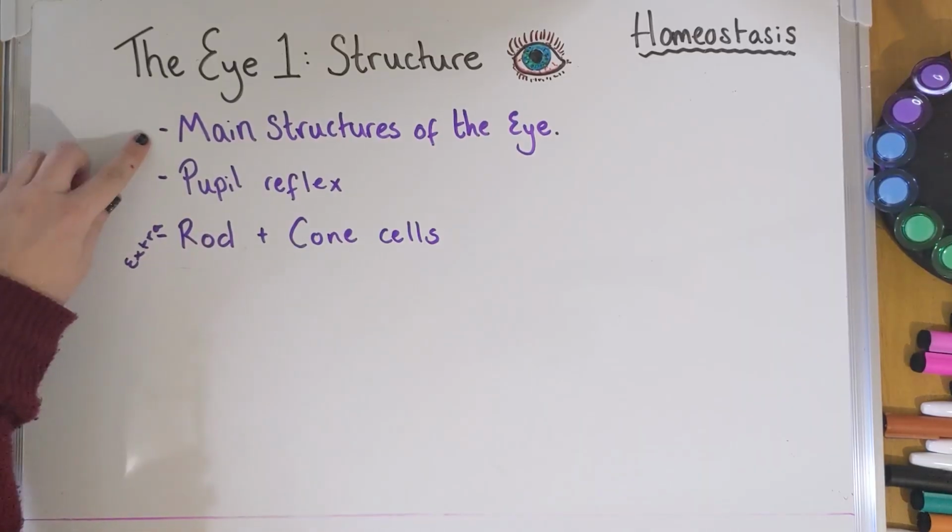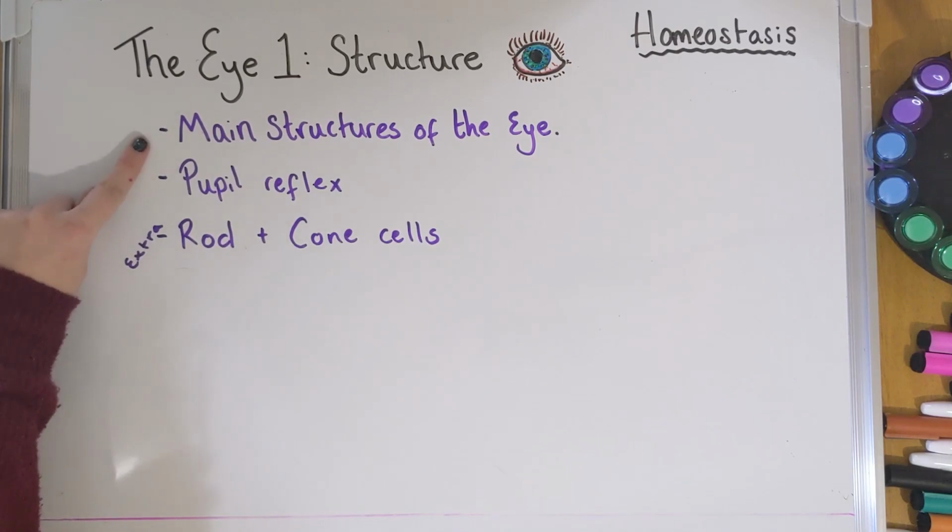I'm going to be taking a look at the eye. I'm going to be splitting this into two parts because there's quite a lot to cover and there's a lot of structures. So today we're going to look at the structures themselves, and then in our next video we're going to have a look at the function and looking at nearsightedness and short-sightedness. But for now, we're going to look at the main structures of the eye.